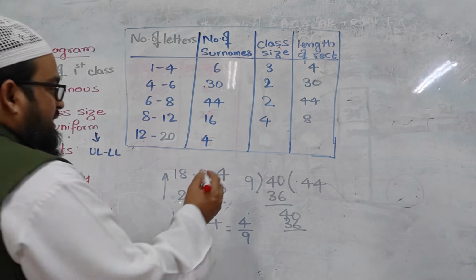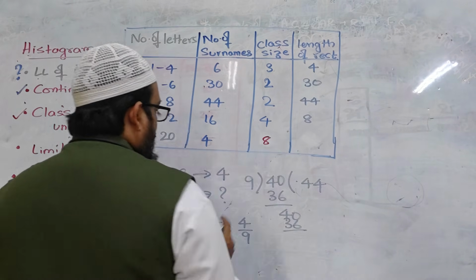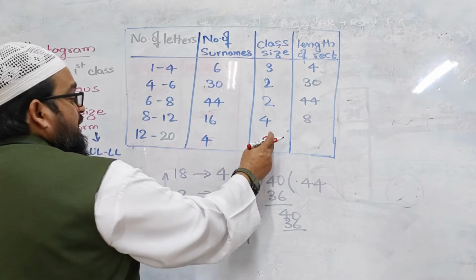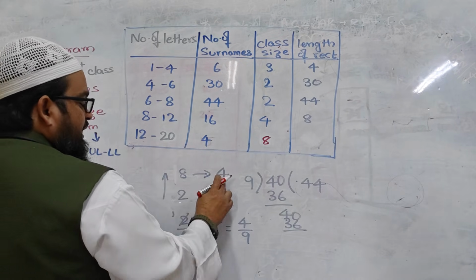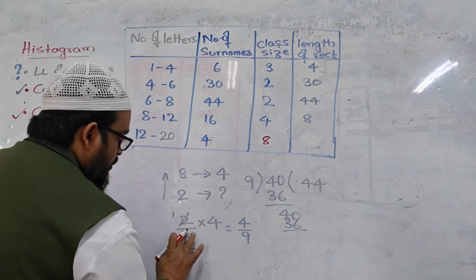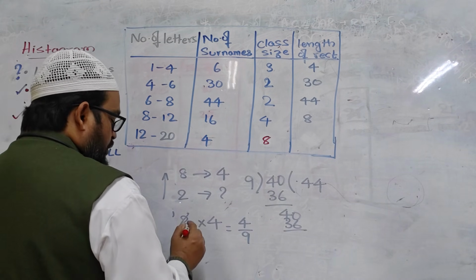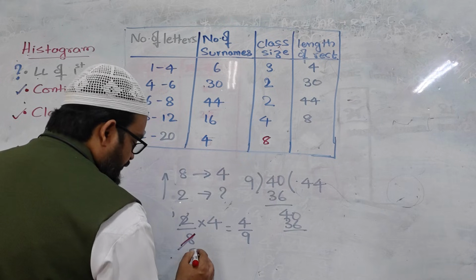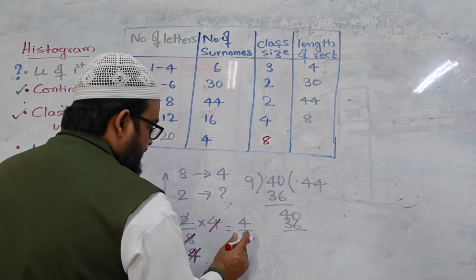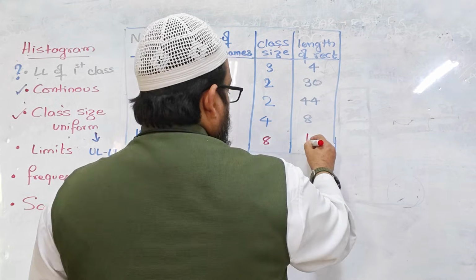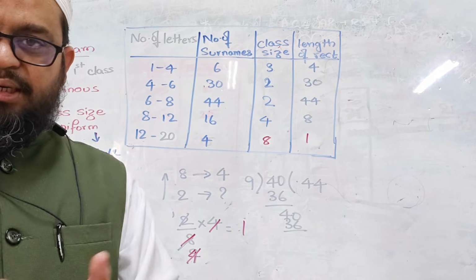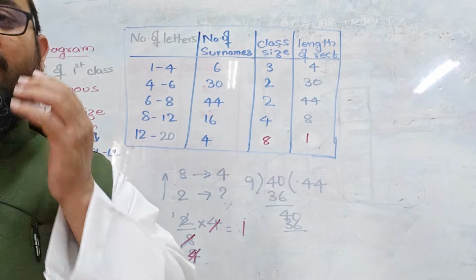So that means the class size is 8. For class size 8 you are getting 4. For 2, how much? So 2 by 8 into 4. 2 1s are 2, 2 4s are 8, and the 4 and 4 get cancelled. So it will be 1. Understood? So there is a small correction in these values.